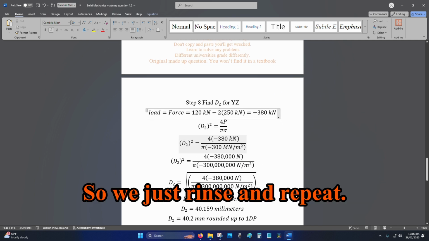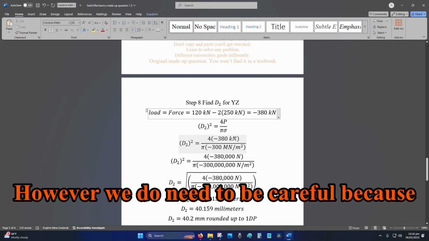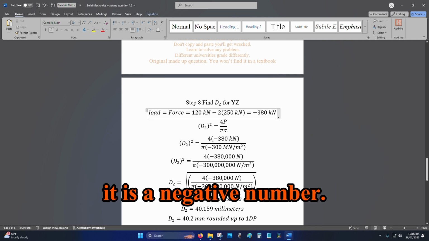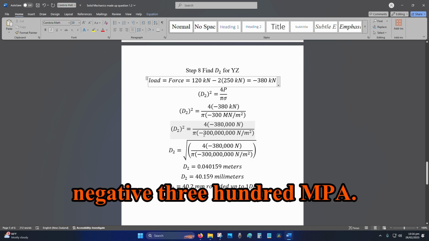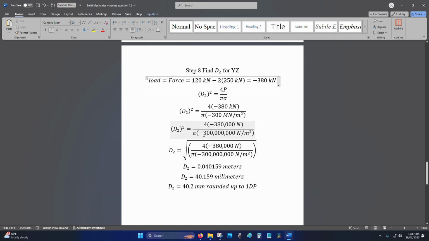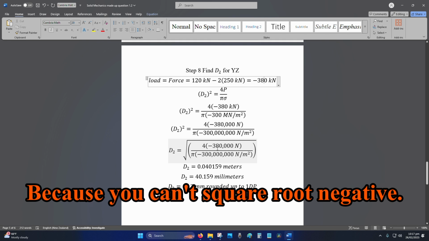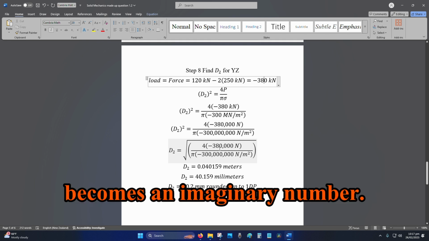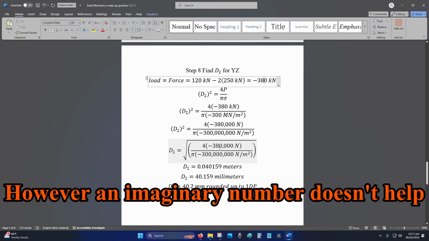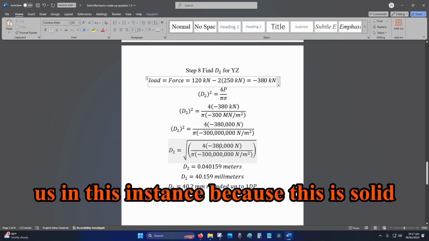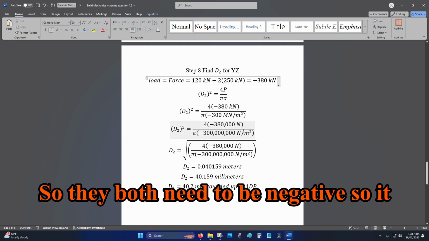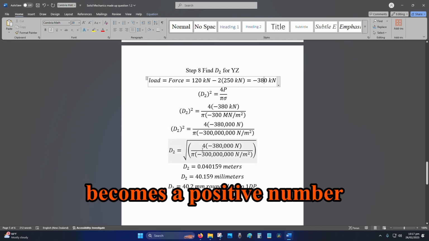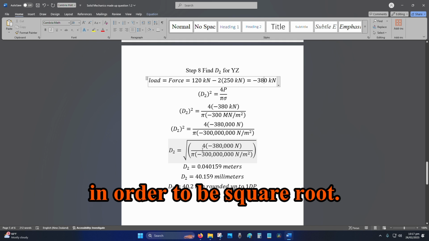So we just rinse and repeat. However, we do need to be careful. Because it is a negative number, we have to have a negative 300 MPa. Because you can't square root a negative. Well, yes you can. It becomes an imaginary number. However, an imaginary number doesn't help us in this instance because this is solid mechanics, not electrical engineering. So they both need to be negative, so it becomes a positive number in order to be square rooted.